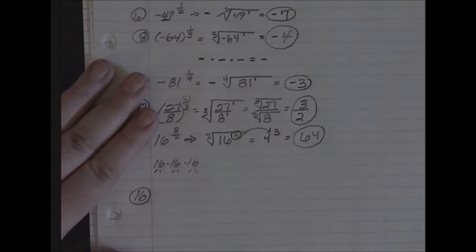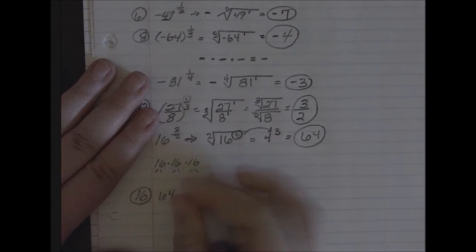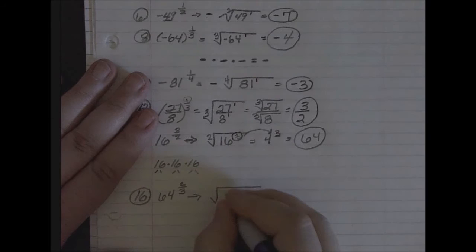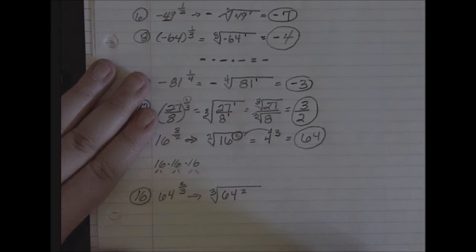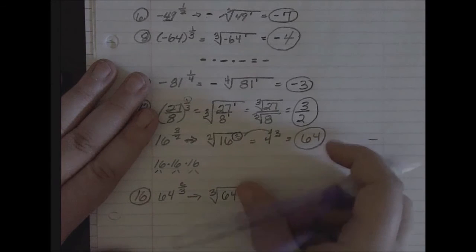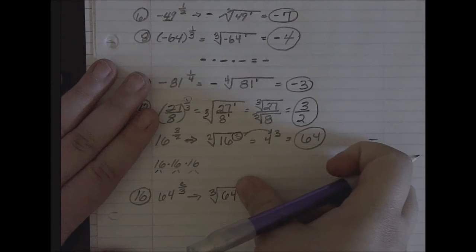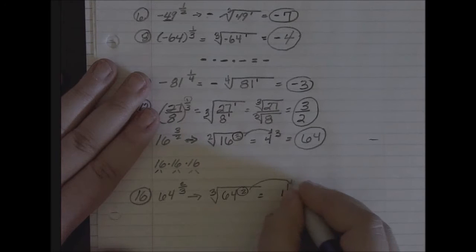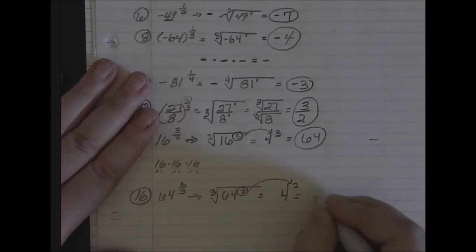So on number 16, we have 64 to the 2/3 power. So to translate that, I would have 64, my power is 2, my root is 3. So remember, you can cover up that exponent. So the cubed root of 64 is 4, and then you take that exponent of 2 and put it with that 4. So 4 squared is 16.